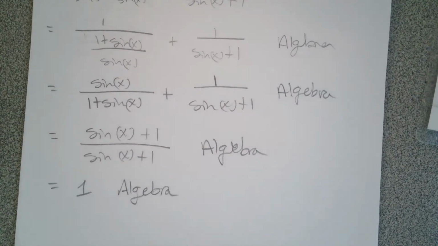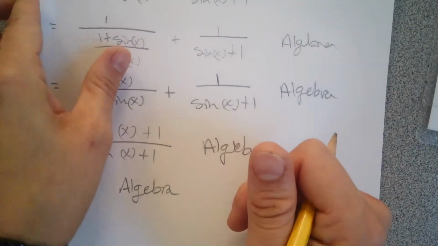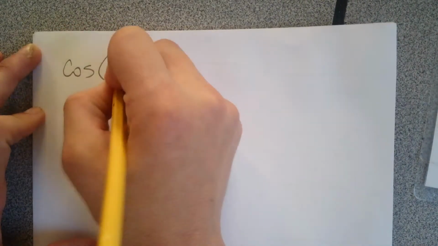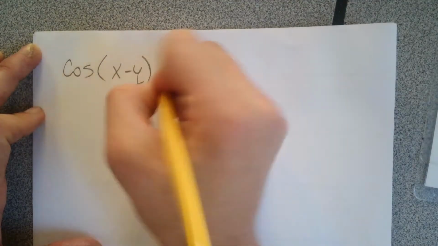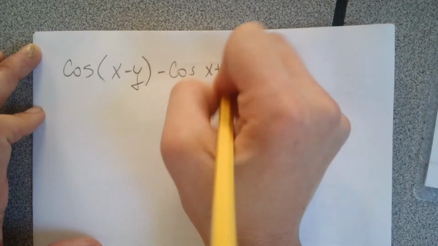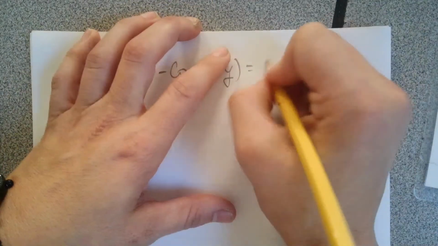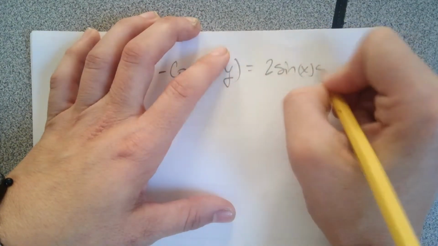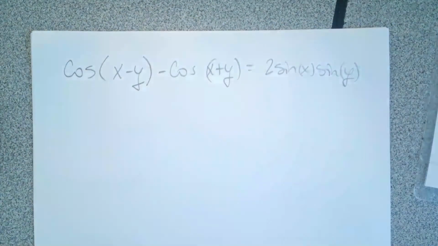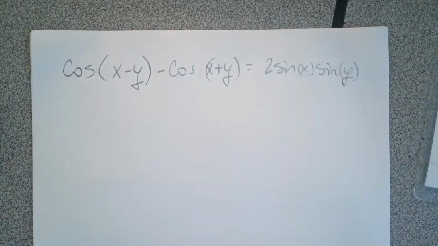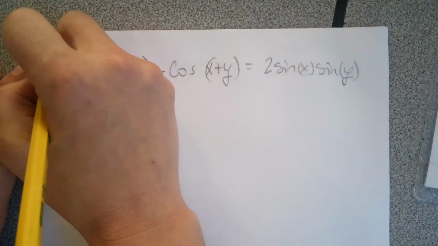All right, what else we got? Number 18. Cosine, parentheses, x minus y, minus cosine, parentheses, x plus y, is equal to 2 sine x, sine y. What number is this? 15 on the repeat.